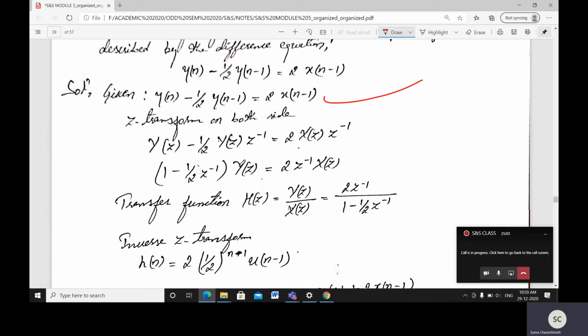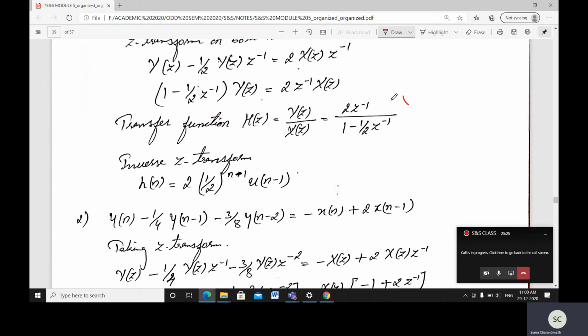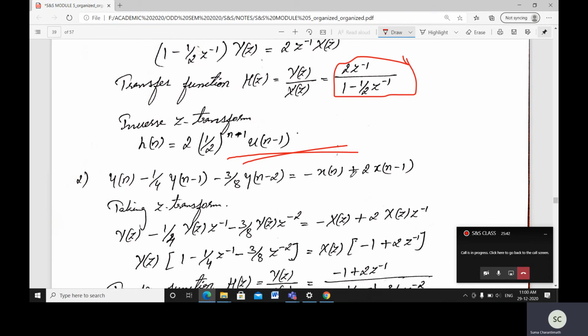Then from this you take Y of z as common, and the remaining is 1 minus 1 by 2 z inverse, which is equal to 2 into z raised to minus 1 X of z. Then the transfer function H of z is equal to Y of z divided by X of z, which is 2 into z inverse divided by 1 minus 1 by 2 z raised to minus 1. Then the inverse z transform is based on this. We can write h of n is equal to 2 into 1 by 2 power n minus 1 u of n minus 1.